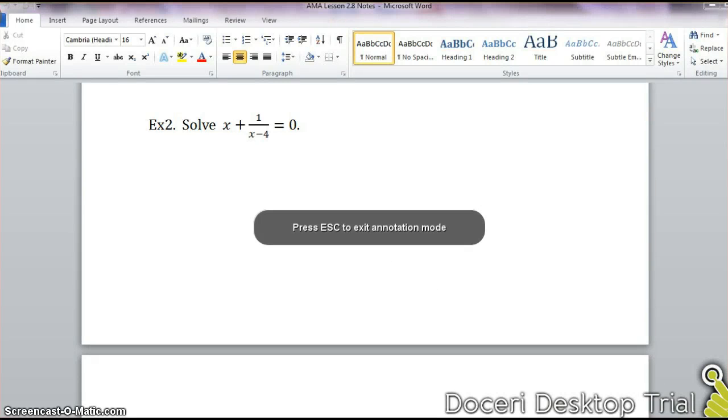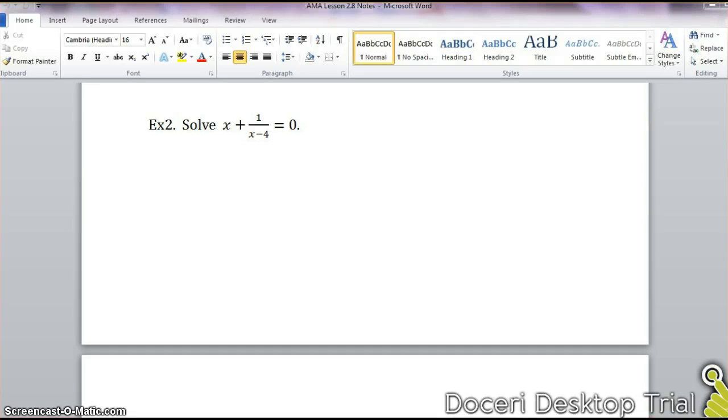All right, I want to take a look at the next problem. We have a little bit more complex problem, but we still only have one denominator. And you'll notice in the last one, we only really had one denominator, and that denominator x also became our least common denominator. Same thing's going to happen here. We only have one denominator, and so x minus 4 is going to become our least common denominator. And I want to multiply both sides of the equation by x minus 4. When I do that, each term is going to be multiplied by x minus 4. So I'm going to go ahead and do that.